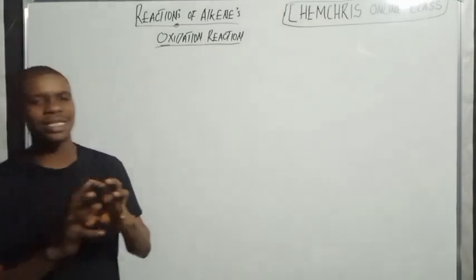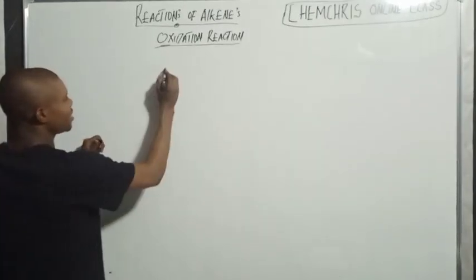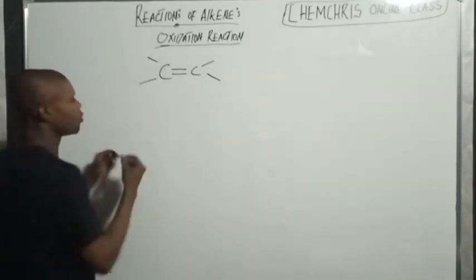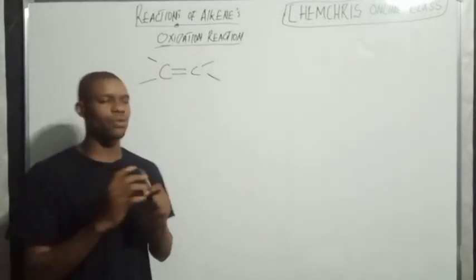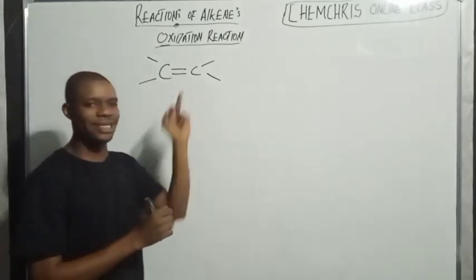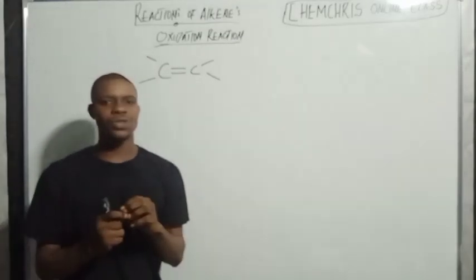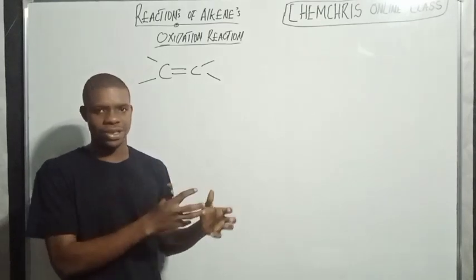So now let's first understand what alkenes are. Alkenes have a double bond. All alkenes have a double bond, and the double bond is made up of a pi bond and a sigma bond. Do you understand? So this reaction is an addition reaction, addition of oxygen.